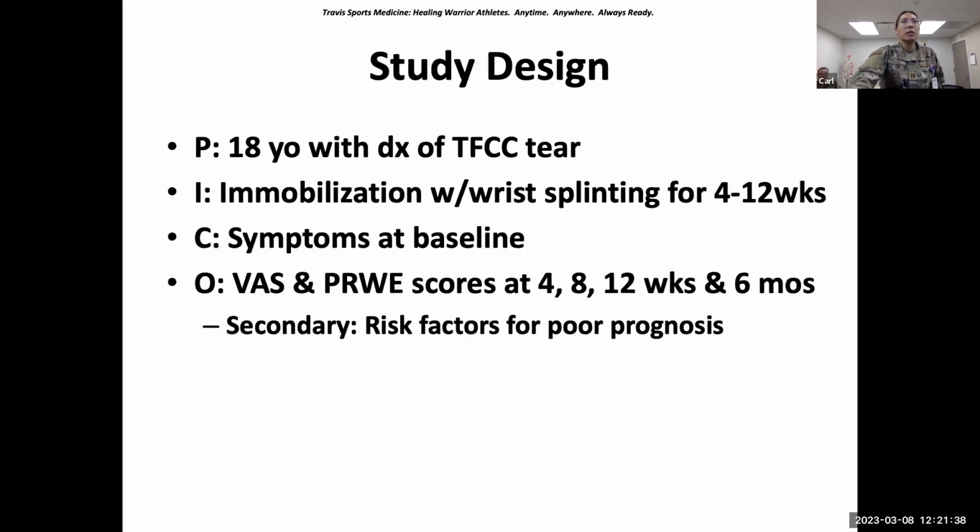Here's just the quick PICO, and I'll go into it a little bit deeper. Population was 18-year-olds with diagnosis of TFCC tear. Their intervention was immobilization with wrist splinting for 4 to 12 weeks, and they compared symptoms from their timeline to baseline. Their outcomes were their VAS and PRWE scores at these time points, and their secondary outcomes were risk factors for poor prognosis.